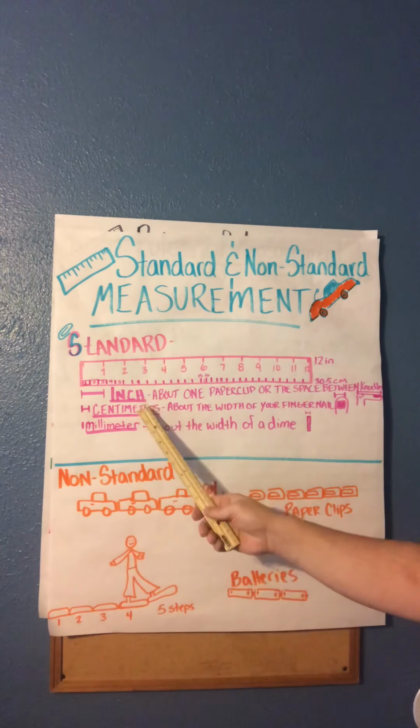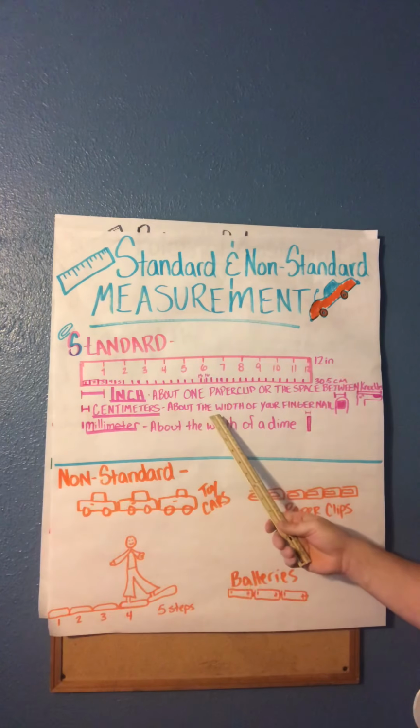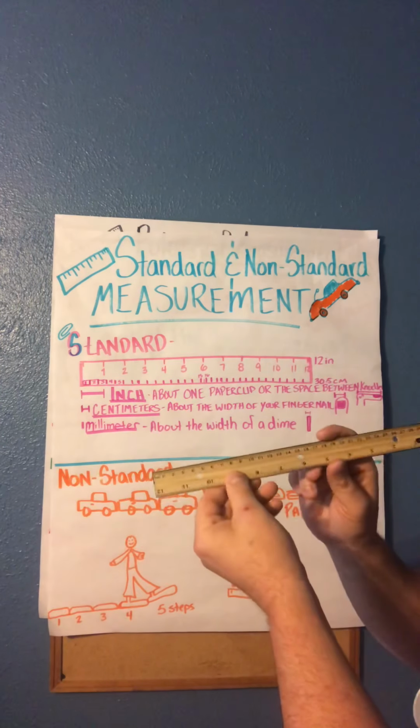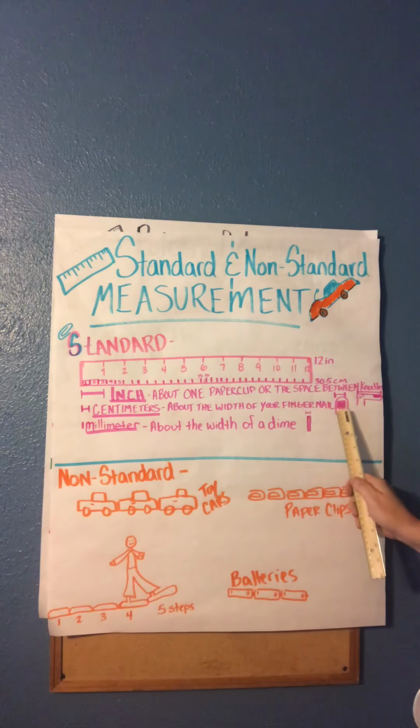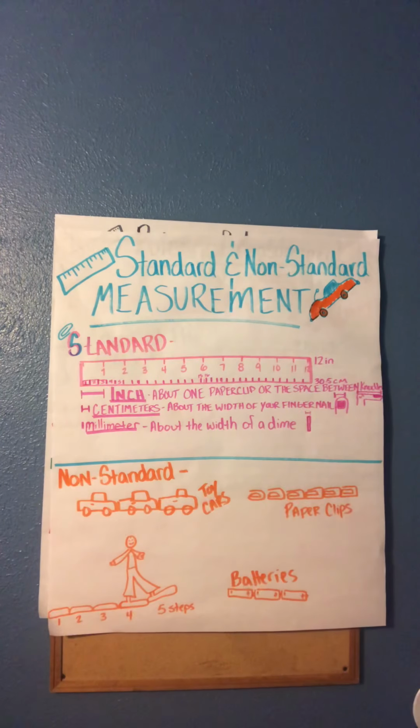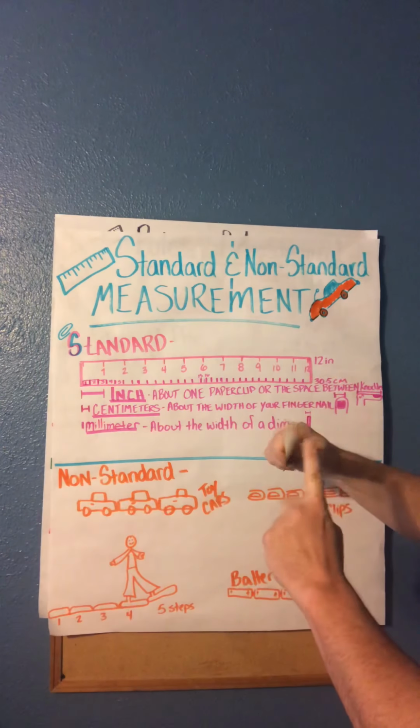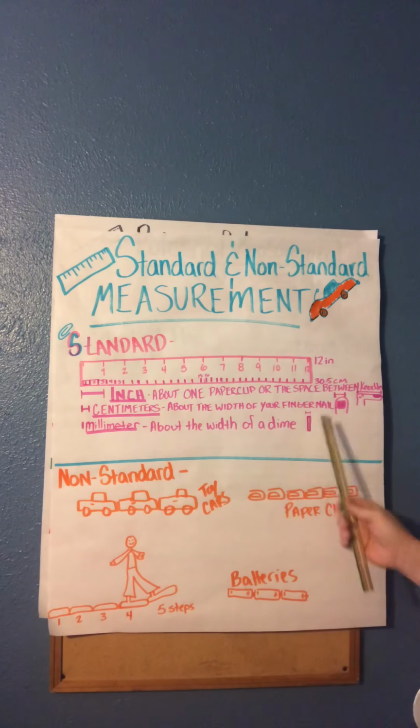Then you've got centimeters, which are about the width of your fingernail. That's on the other side of the ruler. And you can see I've drawn a little picture of a fingernail here. You can zoom in on the video if you can't see it. But that is from side to side of your fingernail.